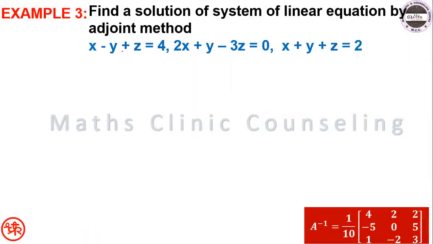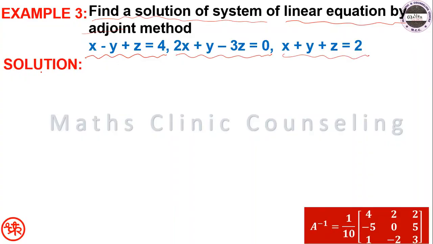Okay, so find a solution of a system of linear equations by the adjoint method. पहला इक्वेशन ये है, दूसरा इक्वेशन ये है, और तीसरा इक्वेशन ये. 3 unknowns, 3 equations. Is that clear? So we write the system in matrix form. So solution. Is that clear?